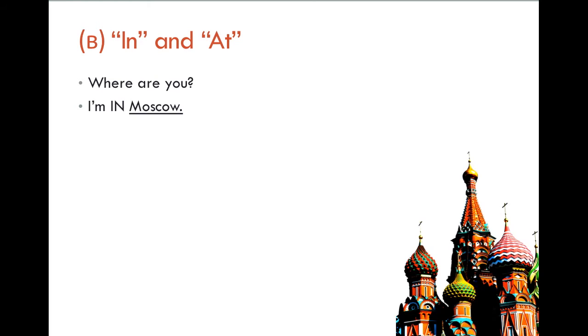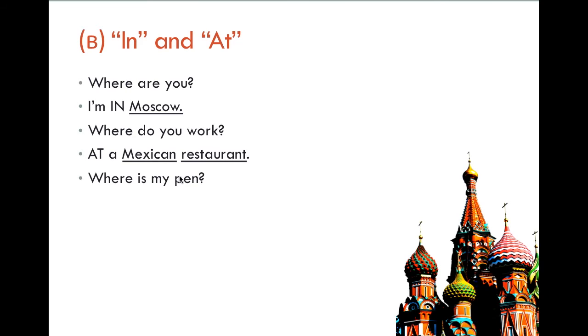Where are you? I'm in Moscow. So the place you're located in would get prepositional case. Where do you work? You're wanting to say "at," so the thing you work at would get prepositional case. Okay? Where is my pen? The place where your pen is located would get, notice how you're saying "in," and then the underlined is all the stuff that would need to be in prepositional case. All of that, all 4 of those words would need to get prepositional case.